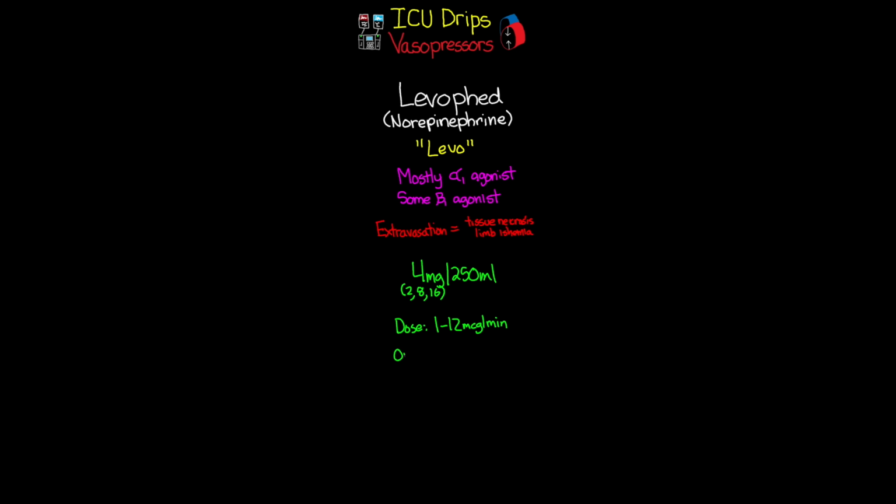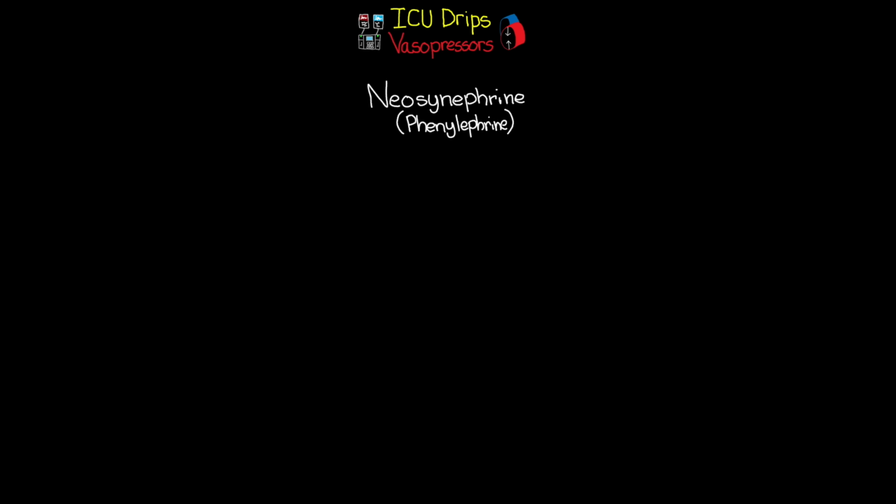Now, it does have a fast onset of just 1 minute. And when it comes to making our dose changes with Levo, we're going to be doing this every 3 to 5 minutes for titration. And so now let's move on and talk about neosynephrine, what's also known as phenylephrine.